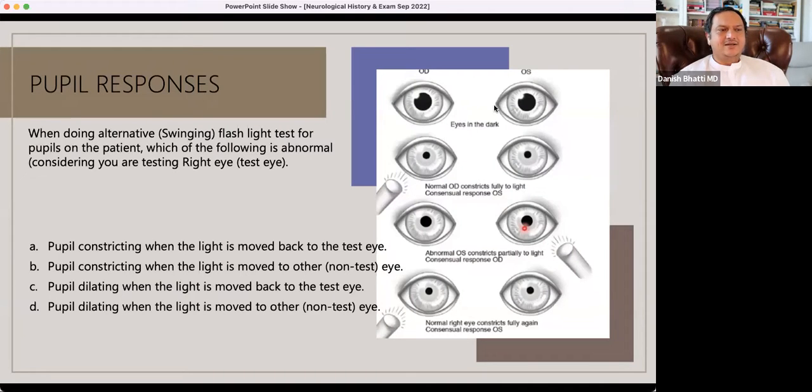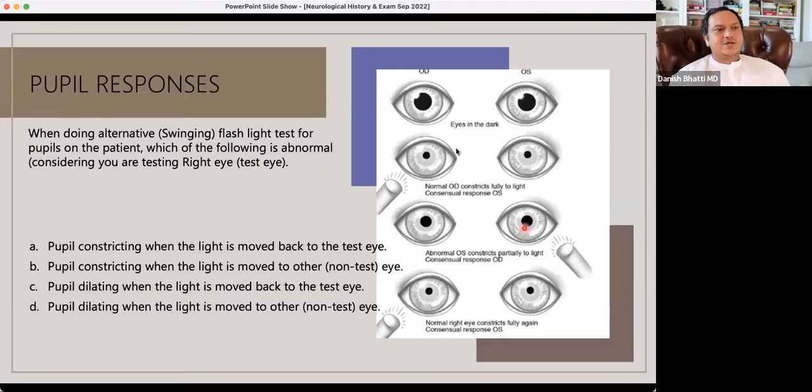So this is a baseline, eyes in the dark, where the eyes are slightly dilated on both sides. The right eye is where the light is being flashed first. When the eye receives the light, the pupil will constrict, and the retina has to receive the light, right? So there should not be any cataract. There should be no blindness. The retina is functioning, and there is appreciation of light.